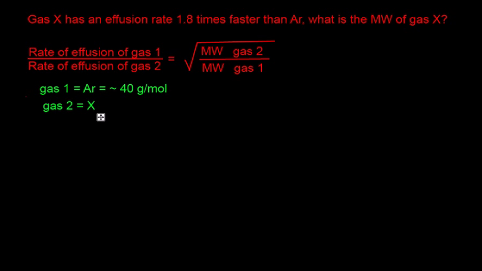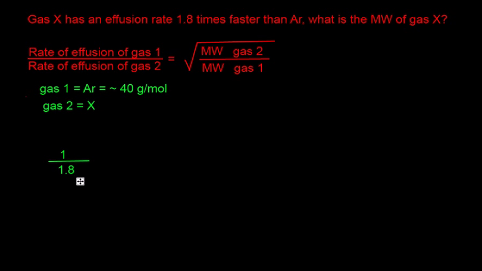Okay, so now by using this equation, let's sub some values into it. What's the rate of effusion of gas 1? Well, that's not given, but let's just say it's 1 for simplicity purposes. Now what's the effusion rate of gas 2, the unknown gas? Well, it doesn't say that either, but since you've made up this one value for argon, gas X has to effuse with a rate of 1.8.